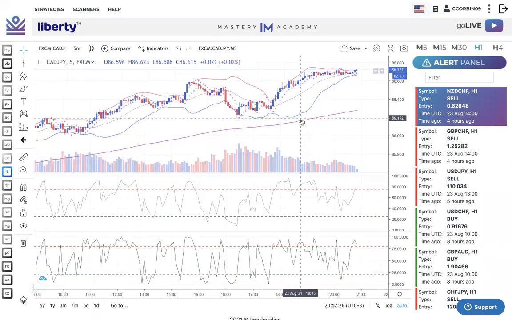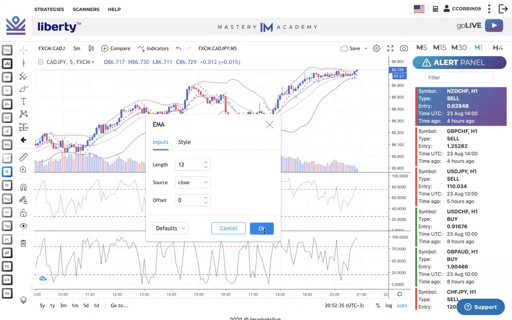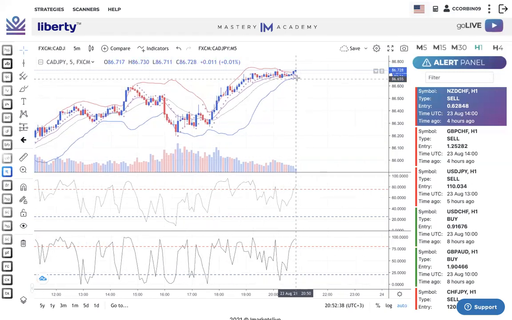But if I wanted to know, I could just click on it and change this to 10. Well, let me change it to 12, so I could know the average for the last hour. It's still above average for the last hour because it's only telling me for the last 12 candles, and 12 candles times 5 minutes is an hour. So even still, this is looking pretty good for a buy.